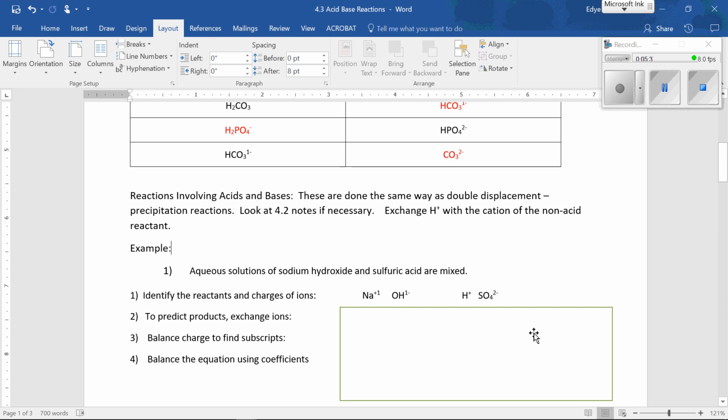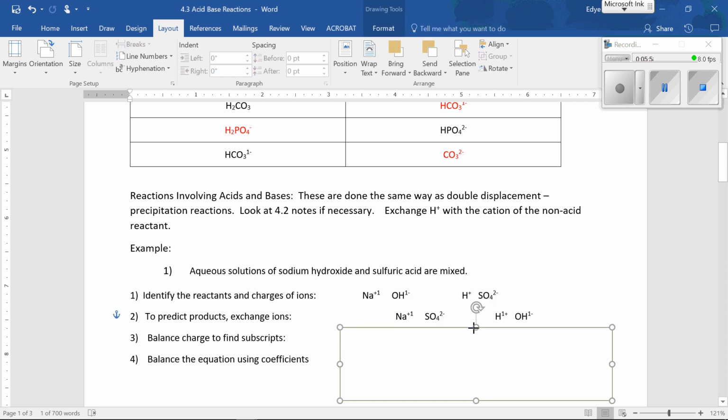Okay, when we have reactions, when we're predicting our products, if we have ionic substances or acids, we're going to just switch the negative ions. So this OH1- is going to switch places with the SO4 2- to figure out what our products are, right there. So I will have the Na+1 stays in the same place. These are going to be my products. The SO4 2- switched places with the hydroxide, and the hydroxide comes over here to be with the H+.